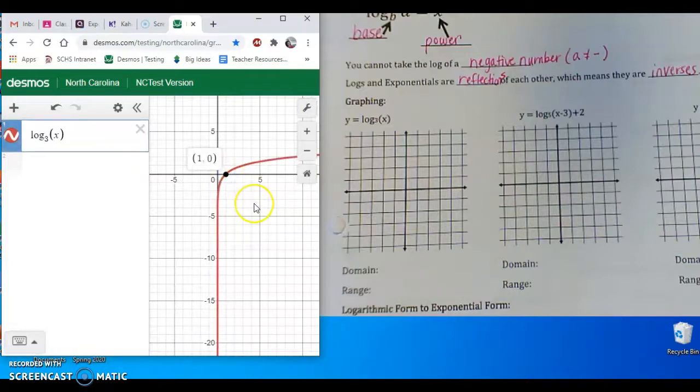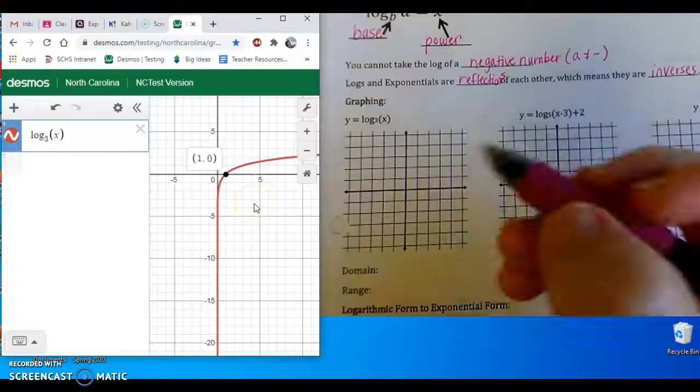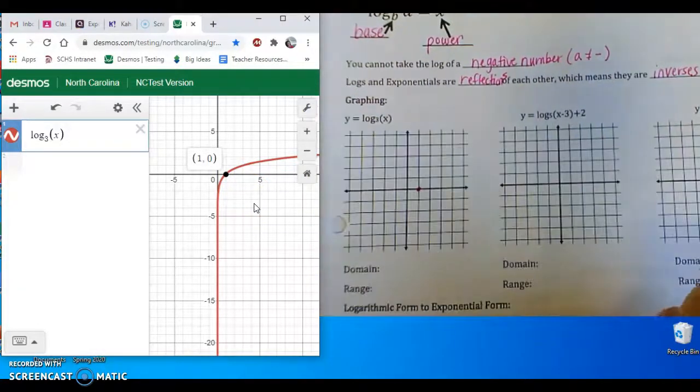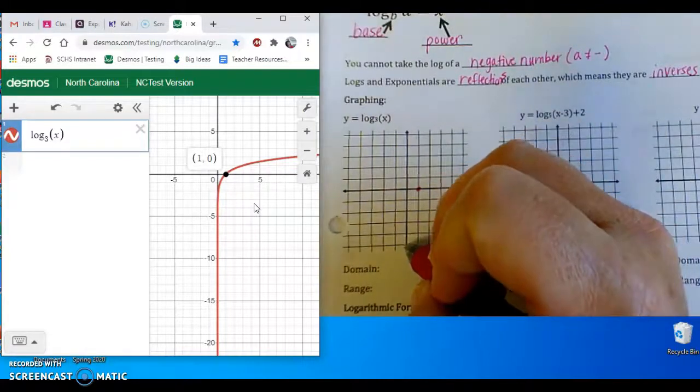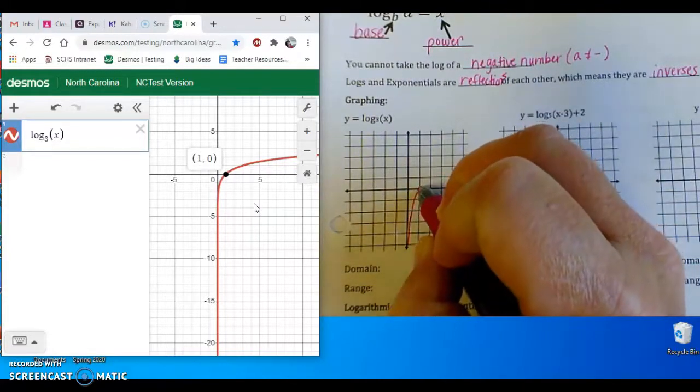And just to be a little bit more exact, it looks like there's a y-intercept at 1, so I'm going to put a y-intercept at 1. And it gets really, really close to this line, just really close to it, and then it comes up.